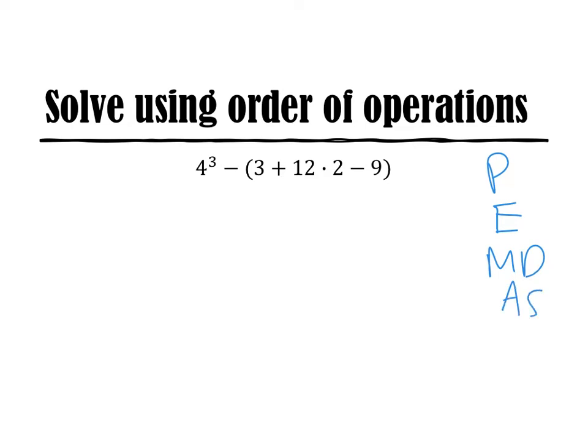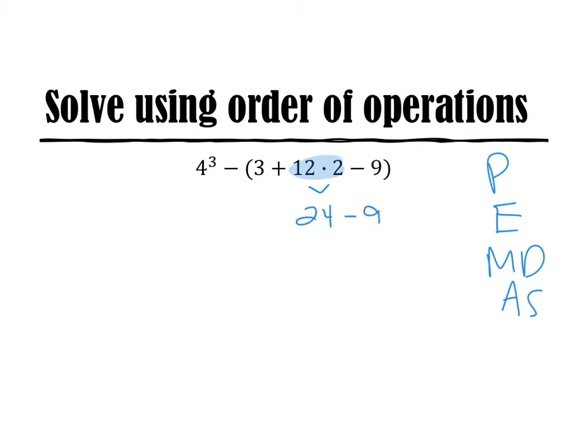So first, we do have parentheses. And remember, once you're in parentheses, you still have to follow order of operations. So in the parentheses, are there parentheses? No, there are not. Are there exponents? No, there are not. Is there multiplication and division? Yes, we can see right here that this is multiplication. Remember that dot means multiplication. So we are going to do 12 times 2, which is going to give us 24.